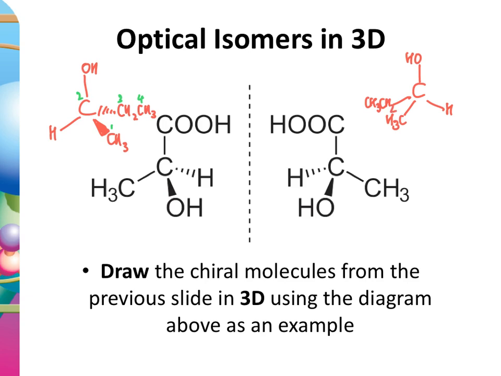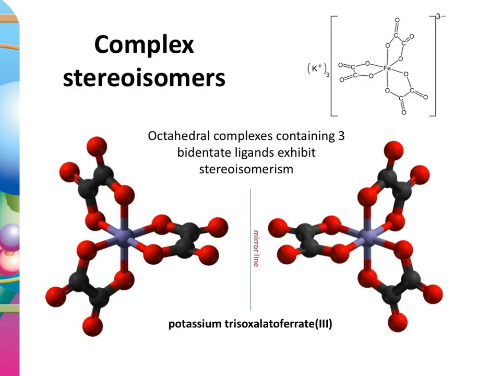But practice it, really. So go back, look at the ones that we identified as having chiral centers, and try and draw the 3D shapes of those, please. We will come back, or you will come back, to do chirality and stereoisomerism when you look at transition metals towards the end of year 13.